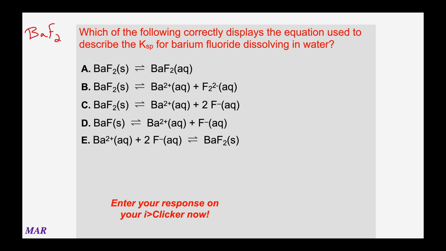So right away, this cannot be answer D. That's the incorrect formula for barium fluoride. Now, when you're writing a Ksp expression, you always have the solid on the reactant side, and the ions that go into it are the products. If you look at the first one, A, barium fluoride is right, but it's not going to go barium fluoride solid to barium fluoride aqueous. That doesn't sound right. The second one, B, looks a little closer.